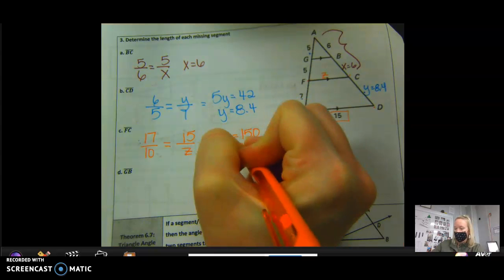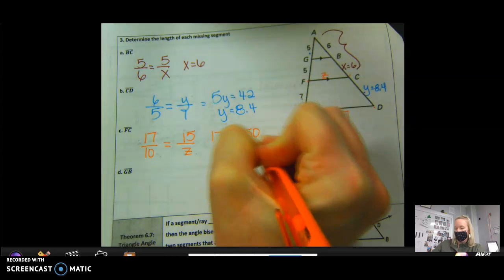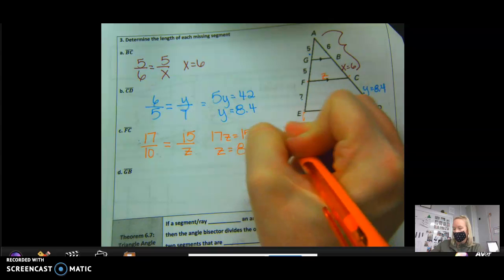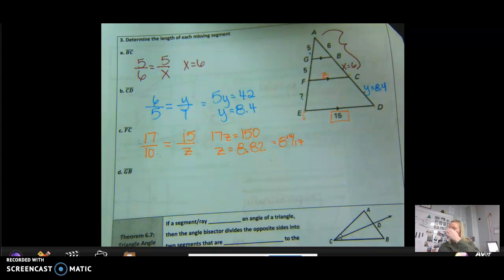Yeah. It keeps going, right? It's actually 8 and 14/17, because I think that's a funky decimal. Same thing.